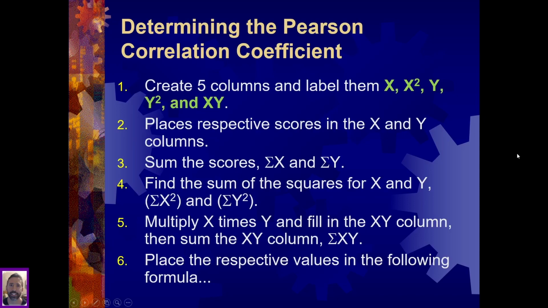So to do this, especially using Excel, or if you're going to do this with a piece of paper, the easiest way is to go ahead and create some columns. You're going to create 5 columns and you're going to label them X. That's your first data set, X squared, and of course Y is the second data set that you're going to be comparing with X. So you have X, you have your X squared column, you have a Y column, you have a Y squared column, and then of course you're going to have an X times Y column.